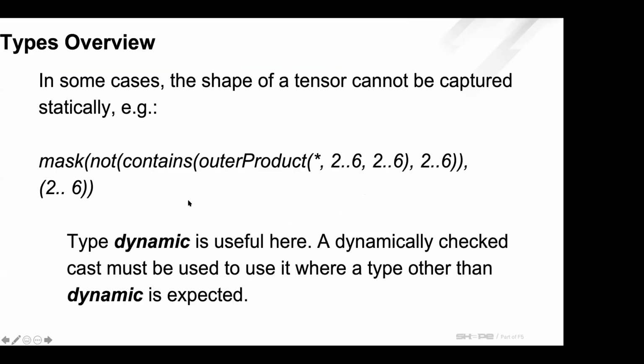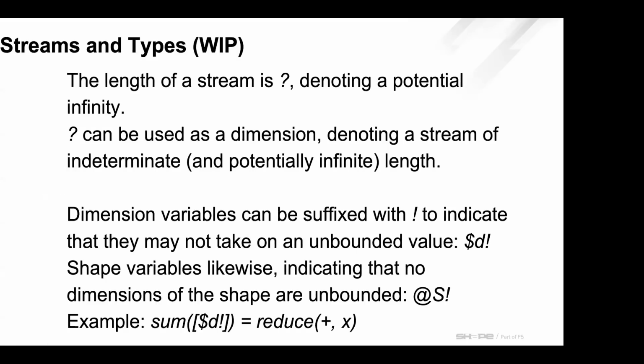Sometimes we need dynamic typing. If you look at the example in its full glory with the mask, the problem is that at this point we don't know what the size is because we're masking it. It depends on the dynamic contents of the data, not only on the shape of the data, but on their contents to determine the shape of the results. So dynamic dimensions are useful as well. As I said, the dimension of streams is denoted by a question mark. And there's a few more details, but we're running short on time.